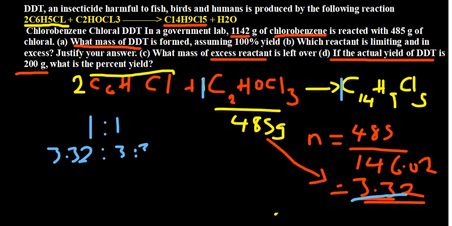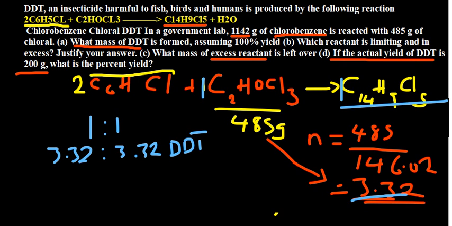The same number of moles. Okay, so it's 3.32 moles of DDT. Okay, so we have a number of moles. How do we get to determine the mass?